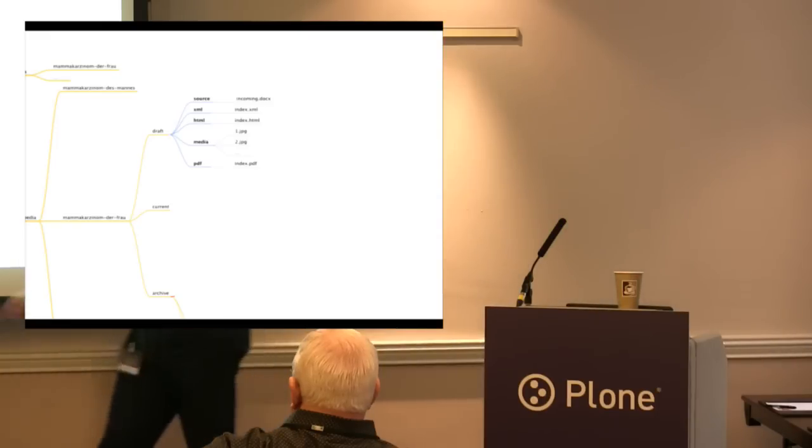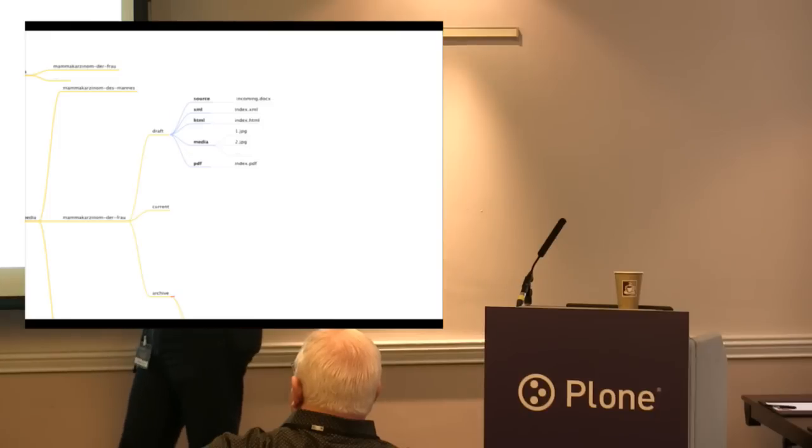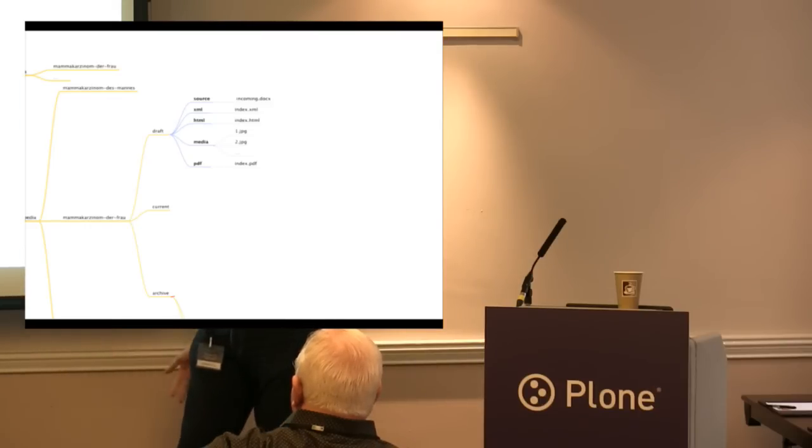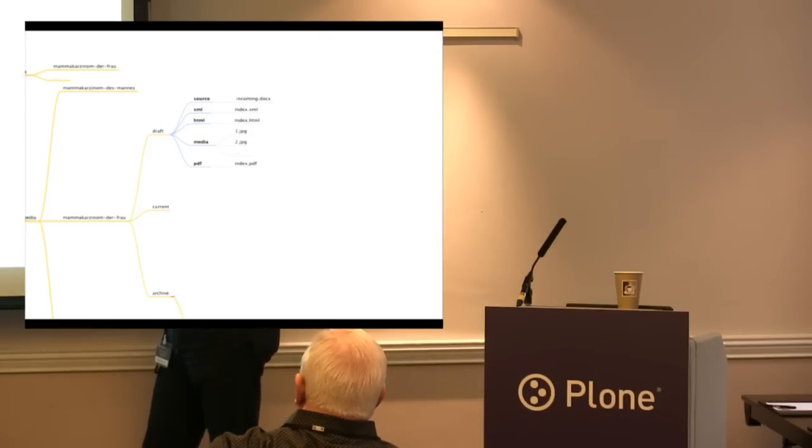Okay. So for one particular document, we have multiple versions of the document. We always have a draft area where basically the document is imported. This one has subfolders for the incoming document. Then we have a directory for the XML, for the generated HTML, a media directory, and a directory for the generated PDF.